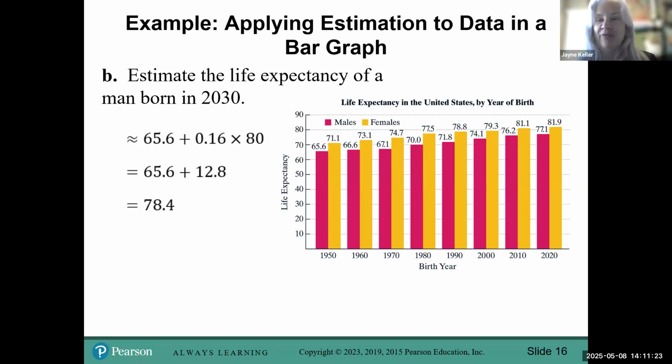What questions do we have about that one? I think I just did the order of operations wrong. So if it's a decimal, I have to do multiplication first? Yes, that's right. PEMDAS, right? Yes, that's right. The multiplication comes first. So you do first the 0.16 times 80, then you add the 65.6.